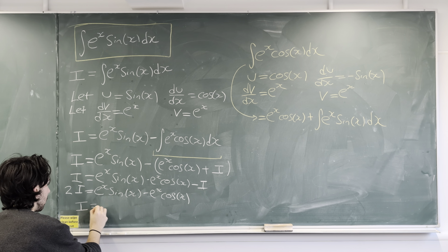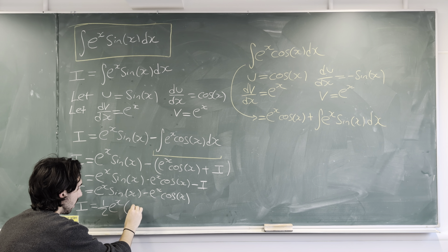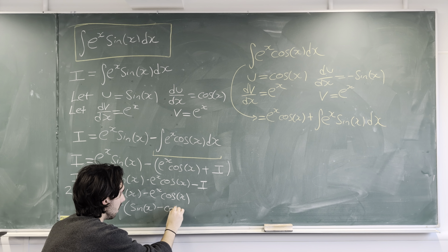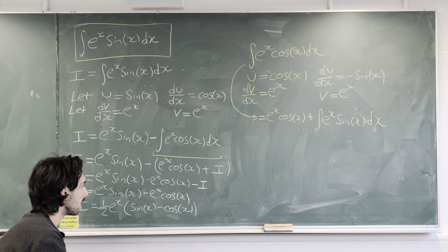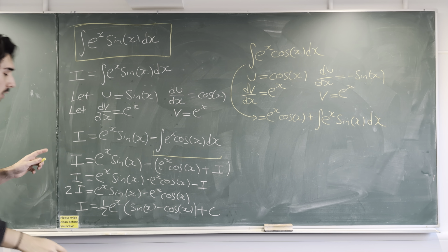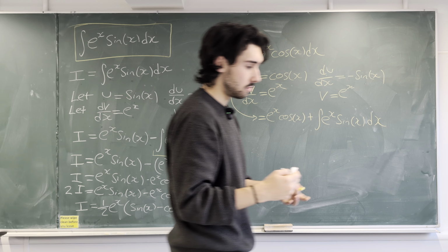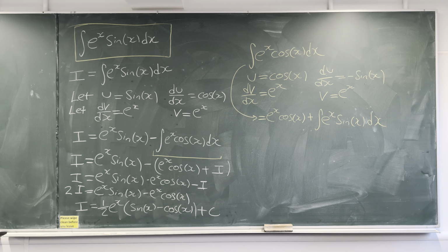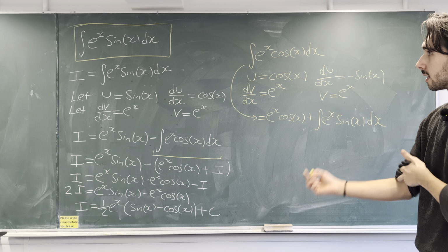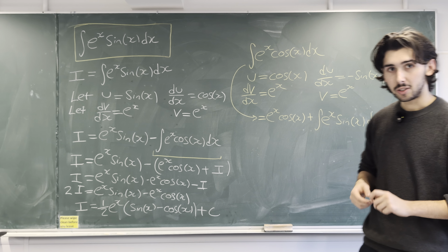So I'm going to do three steps in one go here, guys. I'm going to write this as 1 over 2 e to the x, bracket, sine x minus cos x, close bracket, plus c. So I've just done three things there. I've halved both sides, I have factored an e to the x out, and I've added c. I did it all in one go, but hopefully that makes sense. So the value of the integral of e to the x sine x is 1/2 e to the x, open bracket, sine x minus cos x, close bracket, plus c. And that's all there is to it.